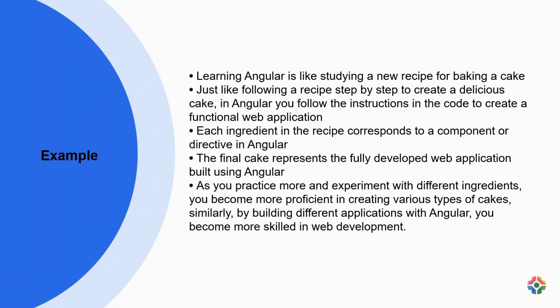Learning Angular is like studying a new recipe for baking a cake. Just like following a recipe step by step to create a delicious cake, in Angular, you follow the instructions in the code to create a functional web application. Each ingredient in the recipe corresponds to a component or directive in Angular. The final cake represents the fully developed web application built using Angular. As you practice more and experiment with different ingredients, you become more proficient in creating various types of cakes. Similarly, by building different applications with Angular, you become more skilled in web development.